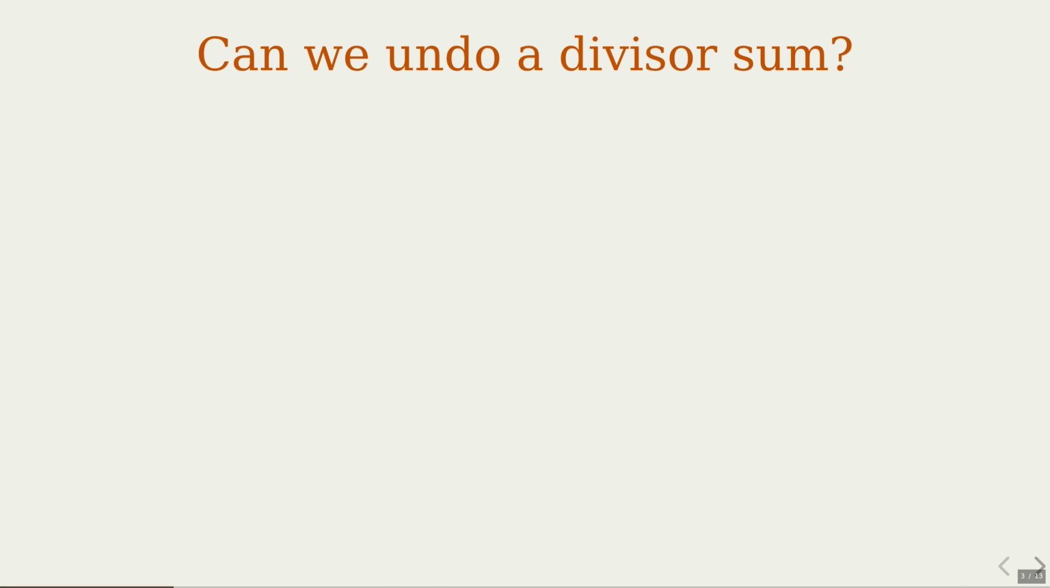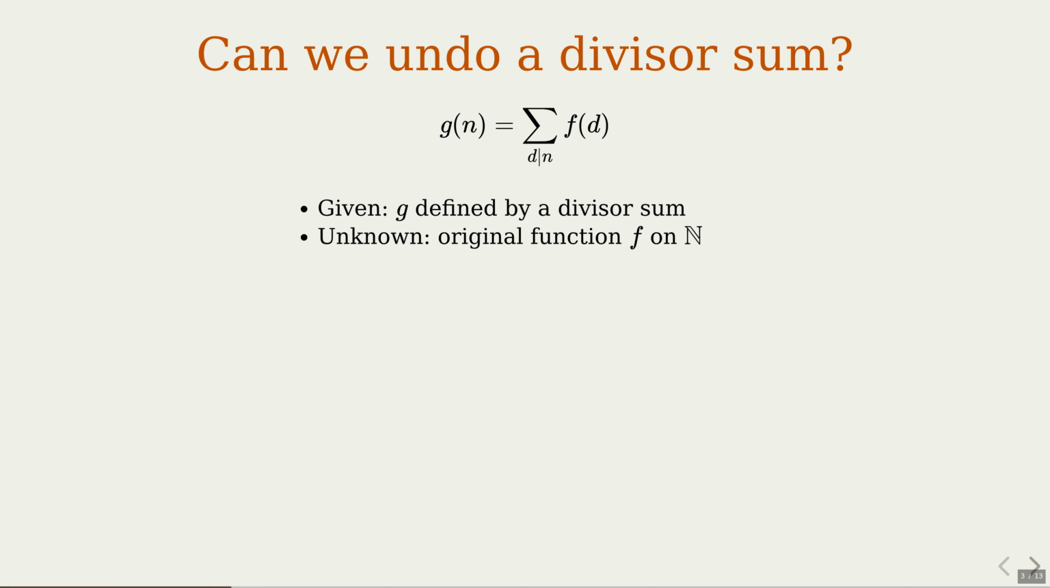Imagine you only see a blurred version g of some original function f, where each value of g at n is built from all values of f at divisors of n. Here is our basic setup. g at n is the sum of the hidden values f at all divisors of n. We assume we can compute g for every positive integer n, but we do not directly know the values of f. So f is like the hidden image, and g is what we see after this divisor mixing has happened.